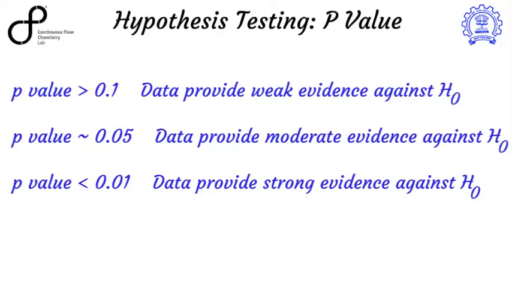Following are the general guidelines to interpret p-values. A p-value of more than 0.1 indicates a strong support for the null hypothesis or weaker evidence against it. A p-value of approximately 0.05 indicates a borderline case and is considered as a moderate evidence against the null hypothesis. A p-value of less than 0.01 indicates a strong evidence against the null hypothesis.